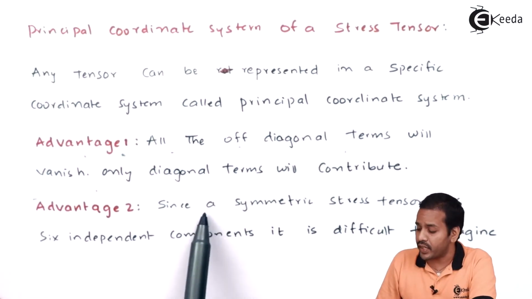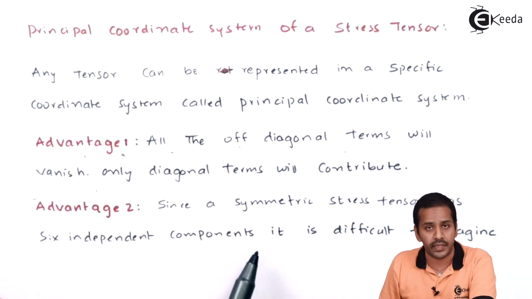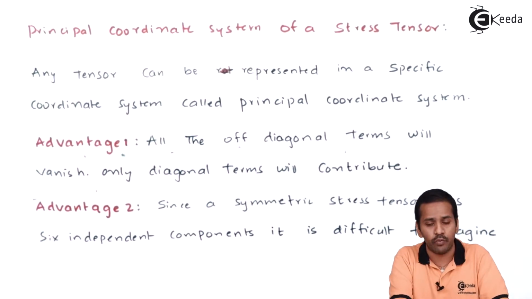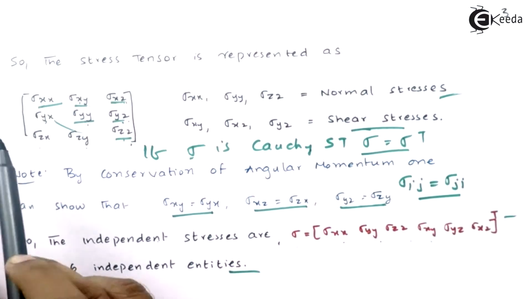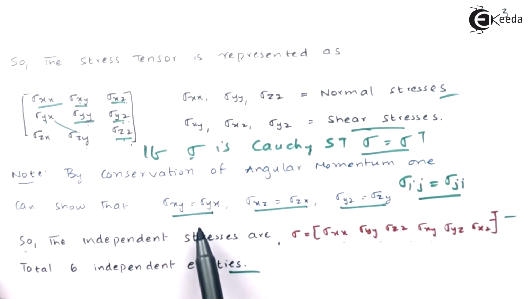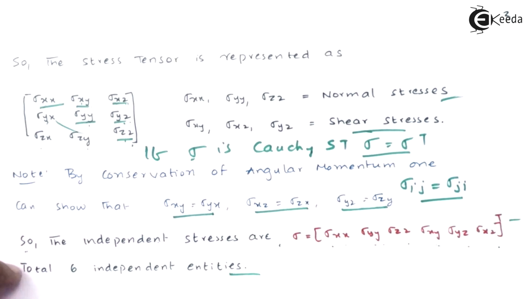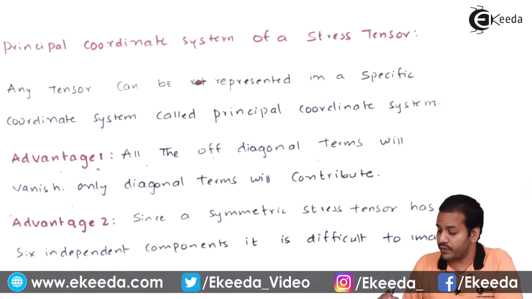Now, the second advantage is, since a symmetric stress tensor has 6 independent components, as we have already seen in our previous class. So what are they? Sigma xx, yy, zz, xy, yz, xz. These are the 6 independent components. So now, since the shears are 0 here, what will happen?